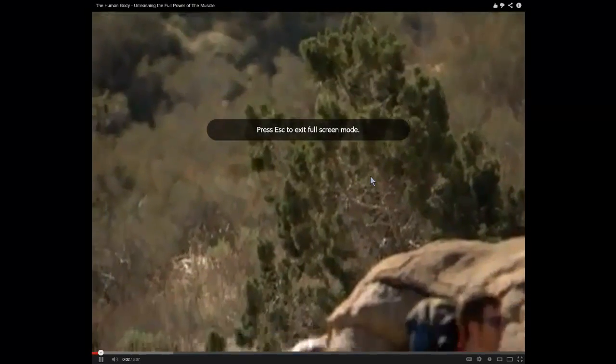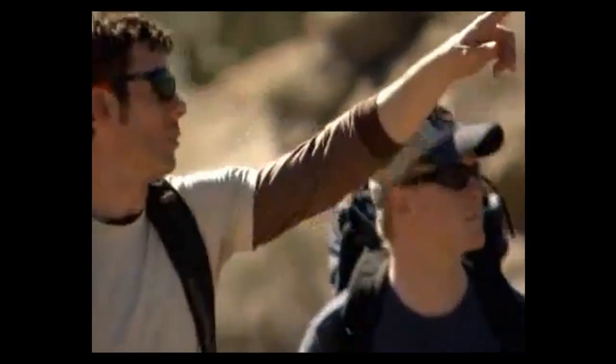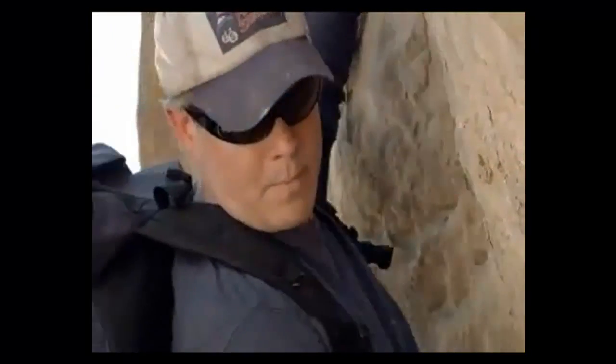The Sandia Mountains in New Mexico are a challenge for climbers. The granite faces are notoriously unstable. It's a little steep here.